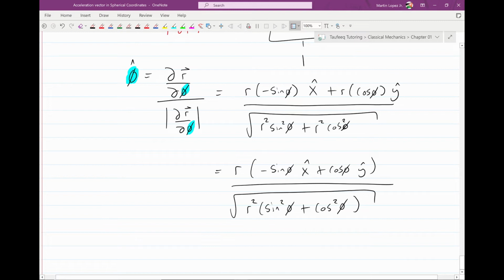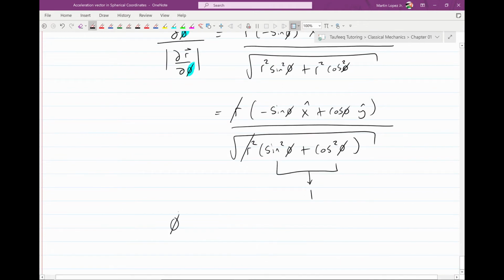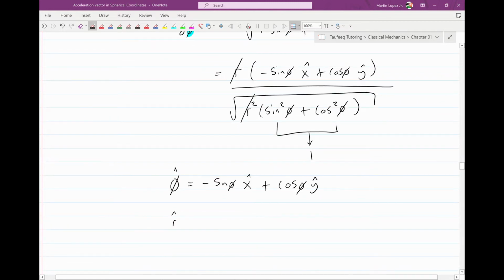Awesome. Now, the square root of r squared is r. Therefore, the r at the top and this r will cancel. And again, we have sine squared plus cosine squared, so this is just 1. So the whole denominator will be 1, and the r coefficient at the numerator will cancel out. So what we're left with is phi hat is equal to negative sine phi x hat plus cosine phi y hat. And that is what we got before.